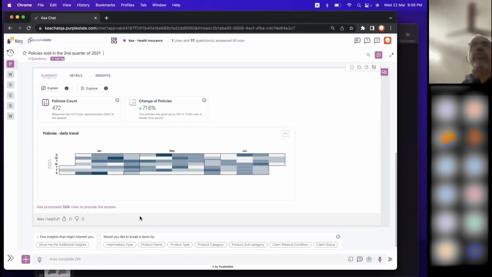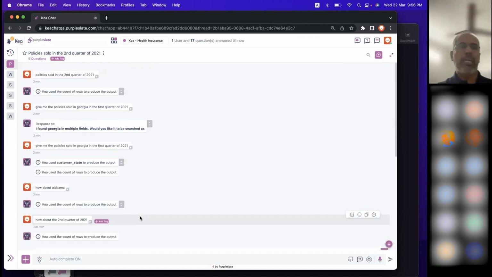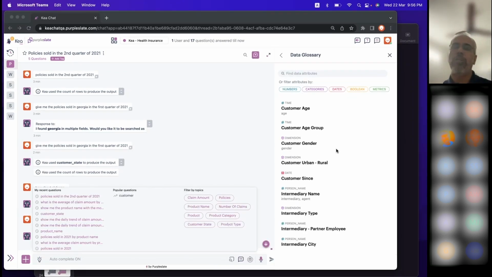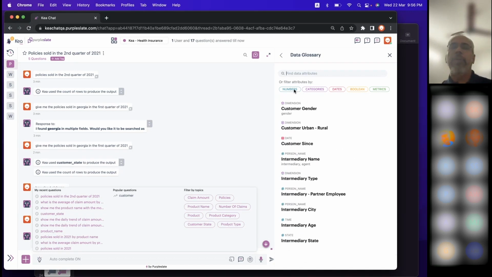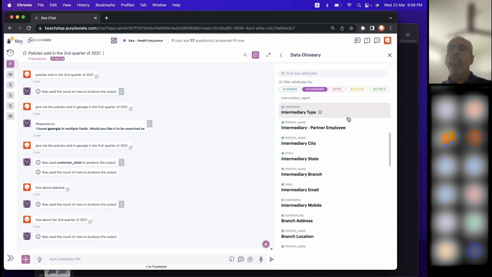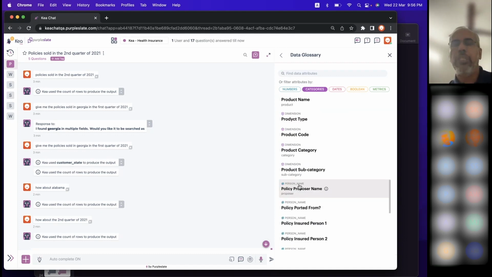So when we say it is a conversation, you are not just limited by any specific metrics. Whatever you see, all these answers are coming out of the box. You are not constrained by any predefined questions and answers. This is the data glossary for this particular one, grouped by numbers, categories, and so on. You can ask any kind of questions on this.